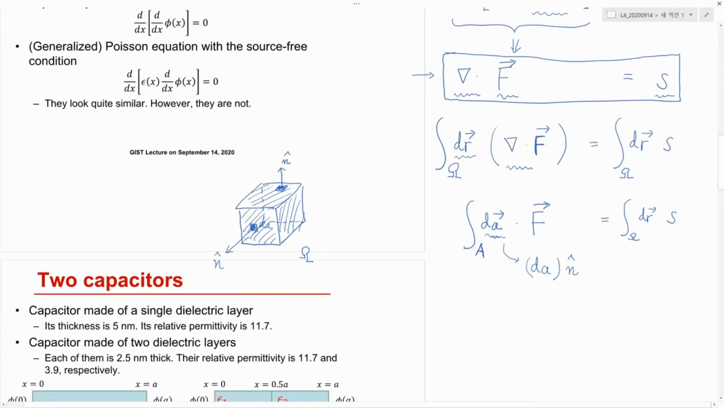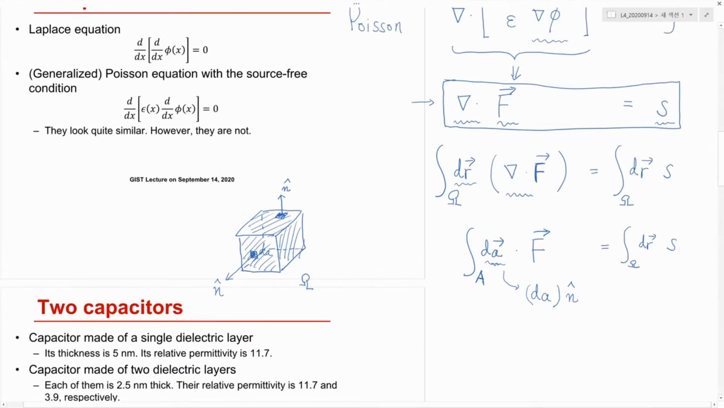And now we have arrived at this integrated form. And yes, in this case, the main advantage of this integrated form over the original differential form is that previously we had to consider the divergence of a certain vector field at a certain position. But in this case, now we don't have to make the differentiation.